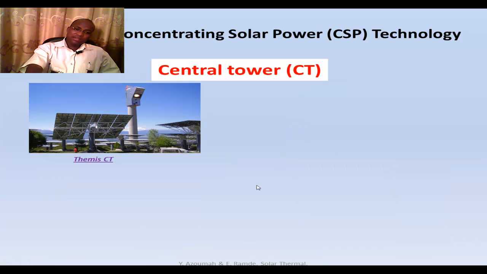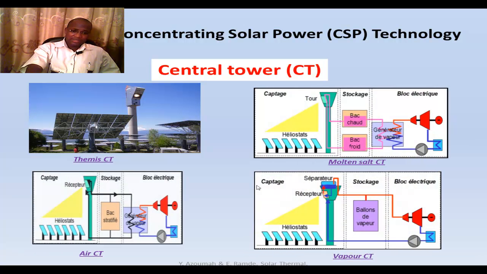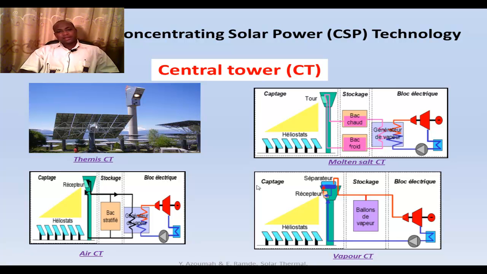So the central tower, actually, we have three main types of central tower. We have one that uses molten salt as the thermal fluid. So here you have the heliostat. You have the receiver here, and the molten salt will collect heat from the absorber here. And you have two storage tanks. This one is for the cold salt, and this one is for the hot salt.